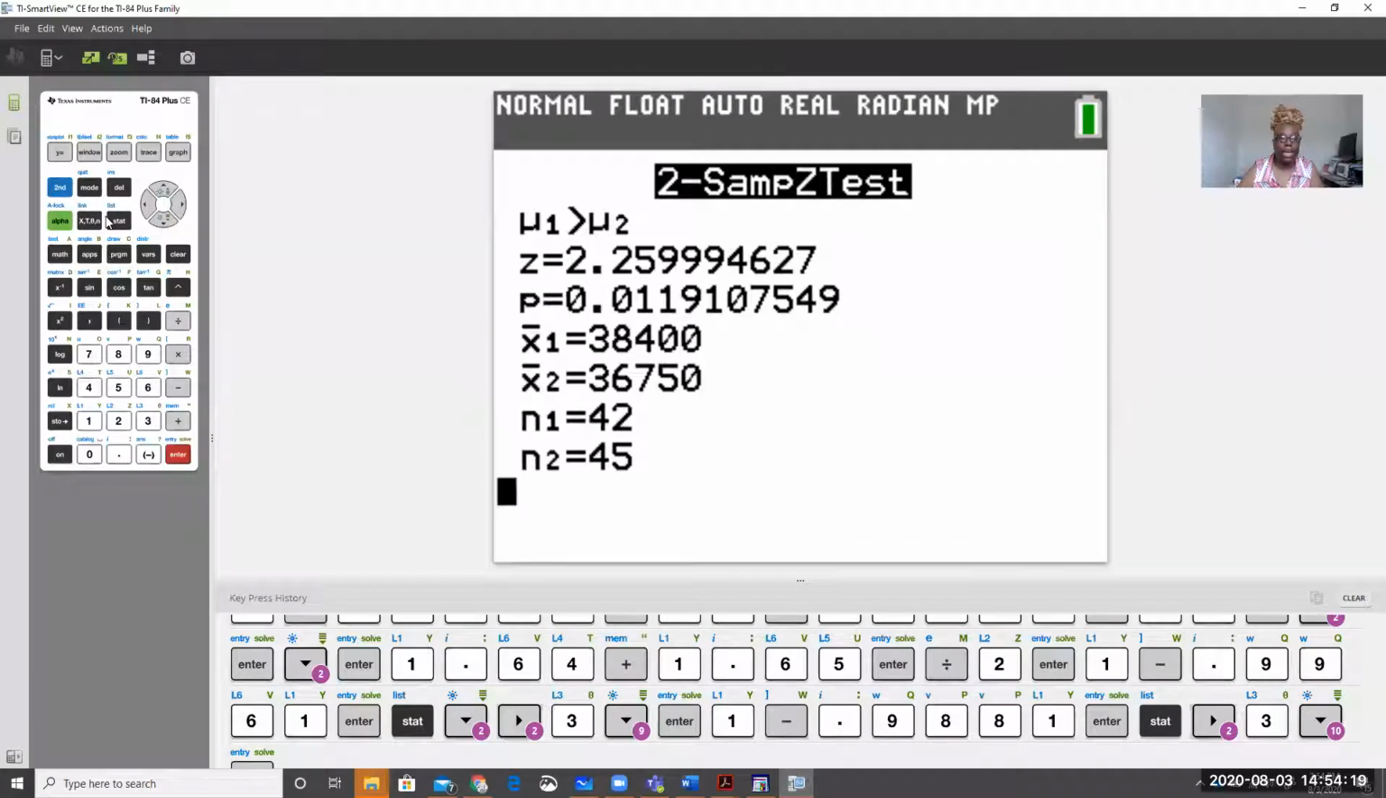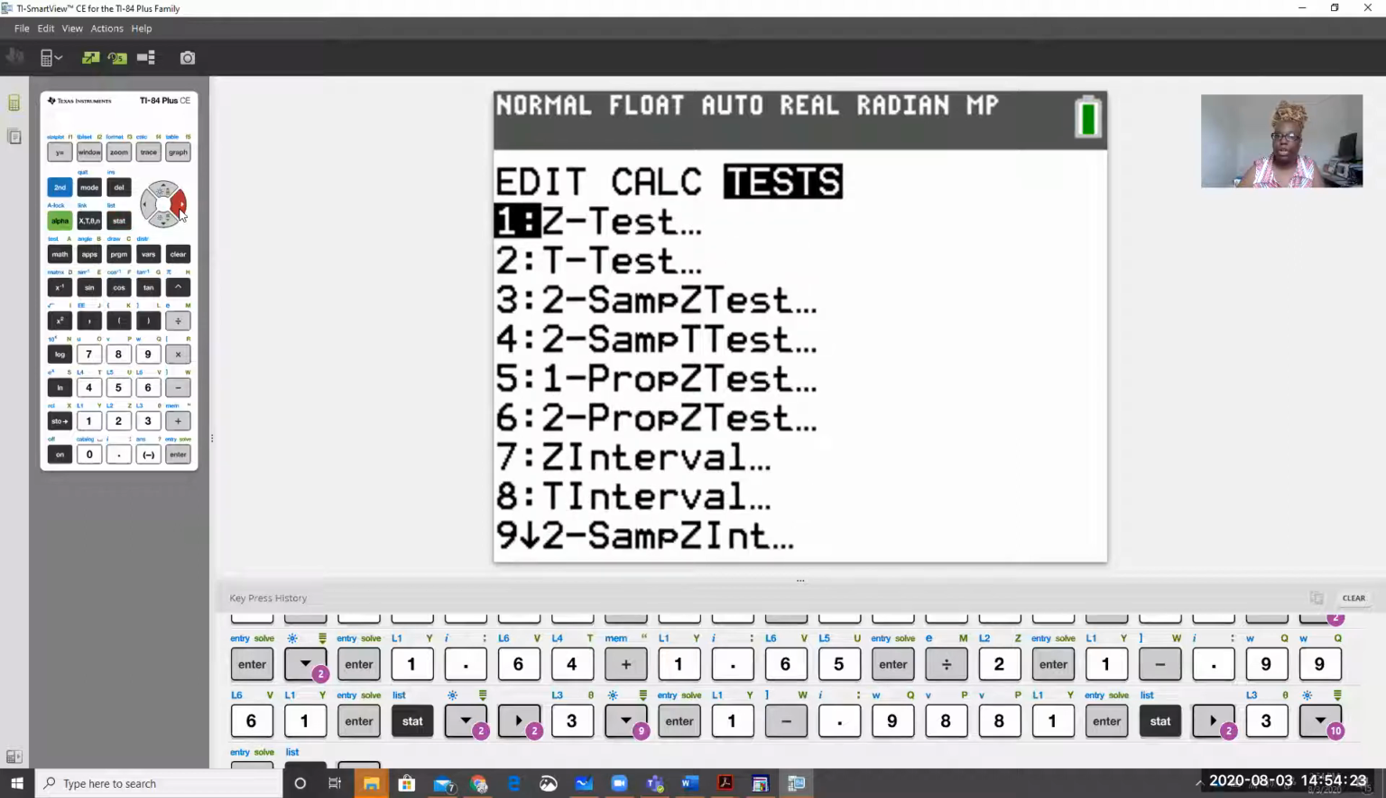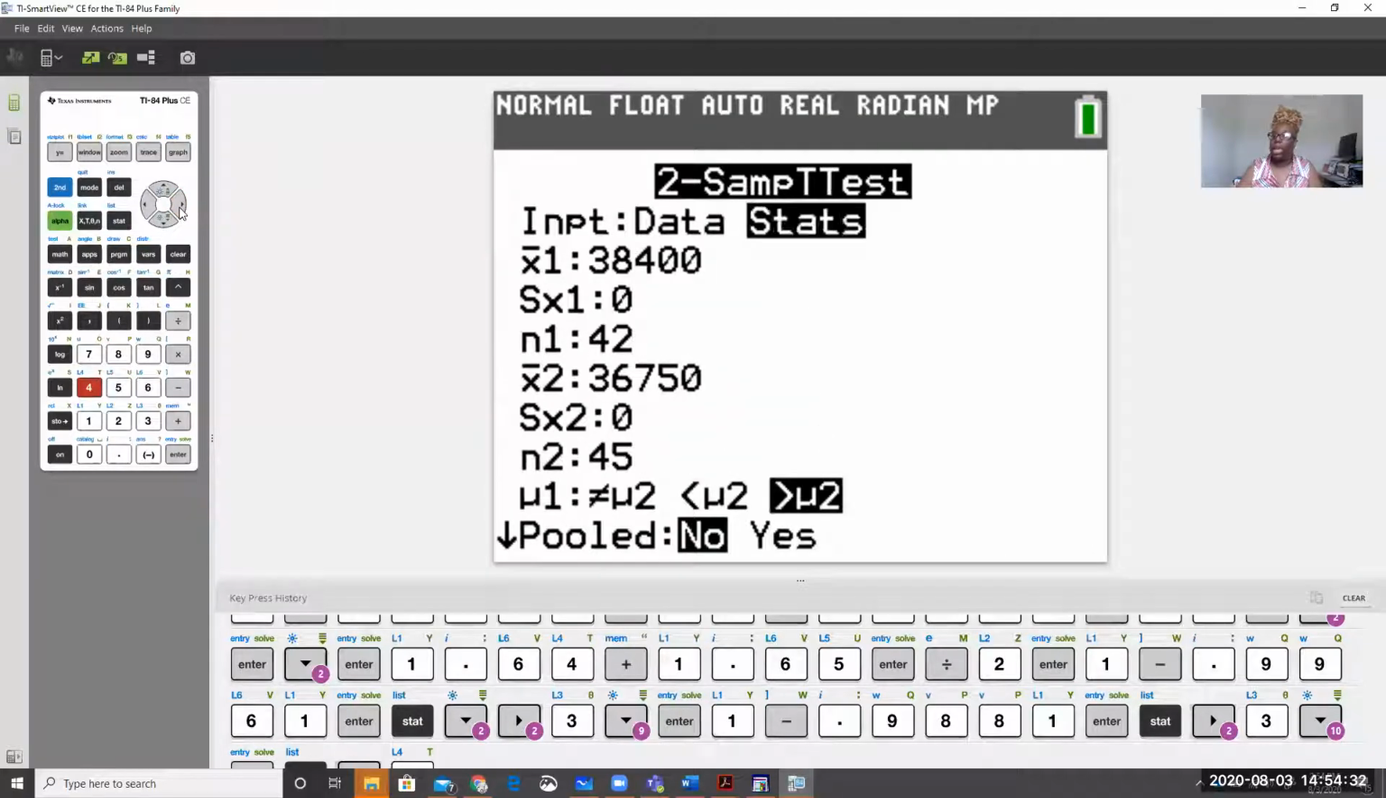Again, this is different, so I didn't go through this. We're going to go to stat and then to test, and we need a t-test. We need a 2-sample t-test, not a z-test, so this time you're hitting number 4. Again, we're given stats, and then we're going to plug in all our numbers, which I can do right now.